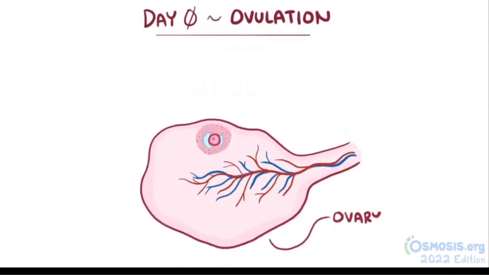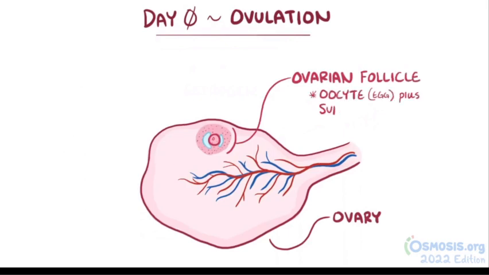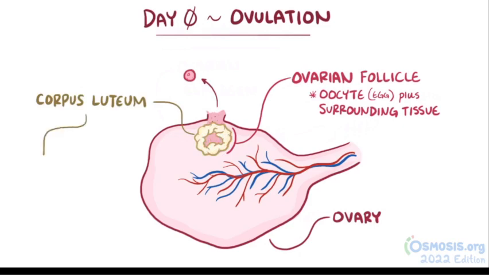Everything starts with ovulation, so let's call that day 0. On that day, in the ovary, an ovarian follicle, which is an egg or oocyte, plus its surrounding tissues, matures, and ovulation occurs, which is when the egg gets ejected, while the surrounding structure becomes a corpus luteum and quickly starts making estrogen and progesterone.